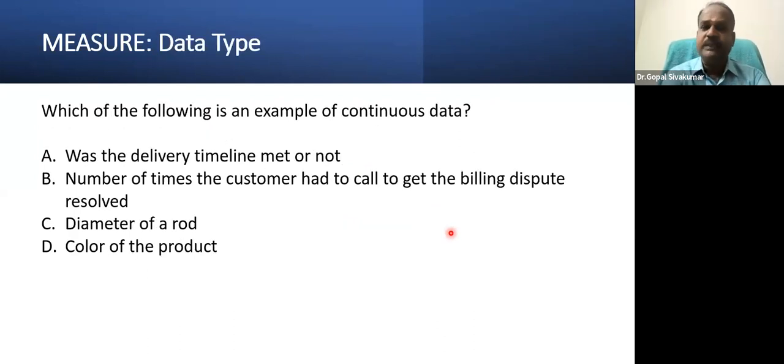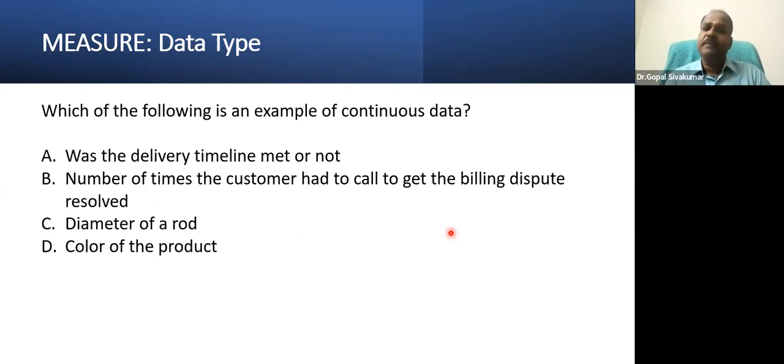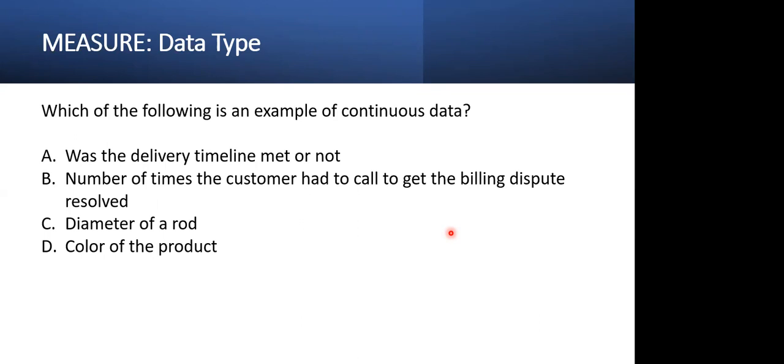Which of the following is an example of continuous data? Continuous data means measurable, right? D, sir. Number of times the customer had to call. Yeah. Was the delivery timeline met or not? Is it continuous data? Delivery timeline met or not? What do you think will be the response? Boolean. Diameter of the rod.